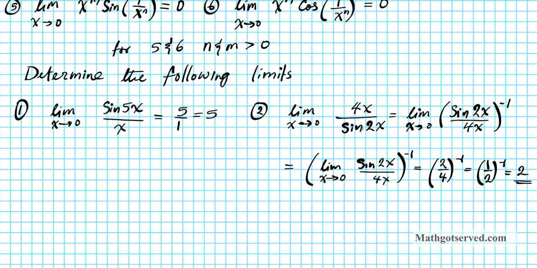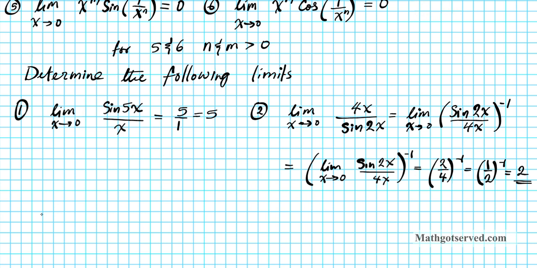So this is one way of doing it, just reciprocating this expression and then taking the limit of that and reciprocating the result. Another way you can do this is you multiply the numerator and the denominator by 1 over 4x. The numerator becomes 1, and this denominator becomes sine 2x over 4x. And then you have 1 over 2 over 4, and when you simplify, you have 1 over 1/2, reciprocate, and your answer will become 2. Okay? So that's another way of doing it.